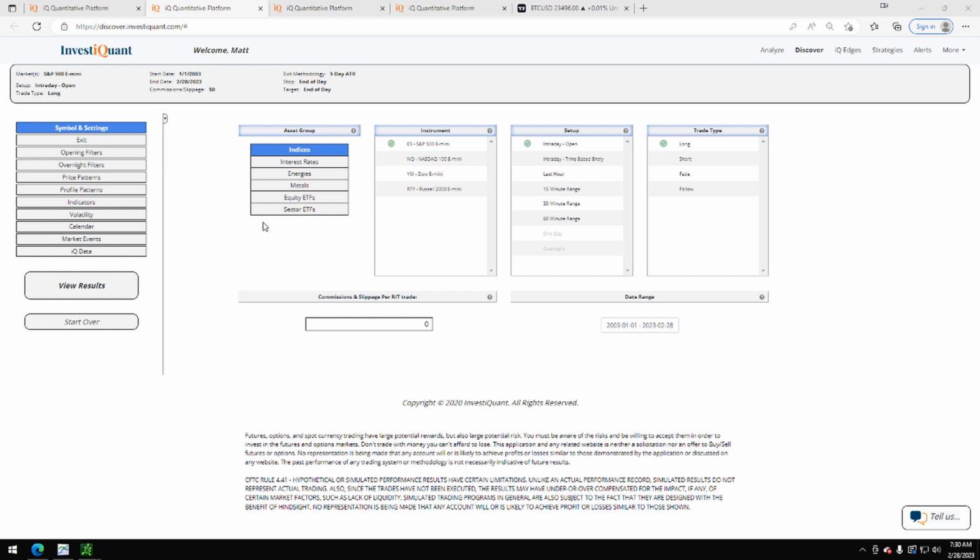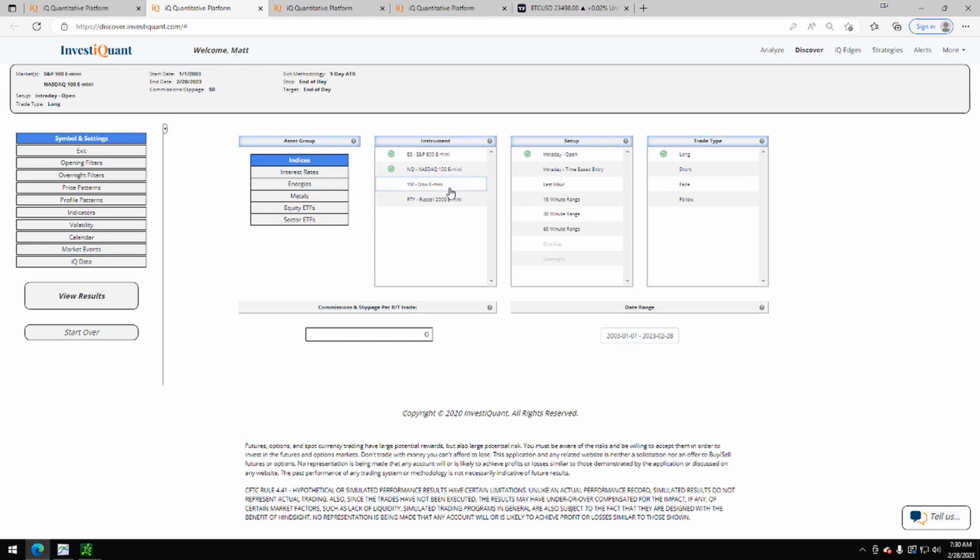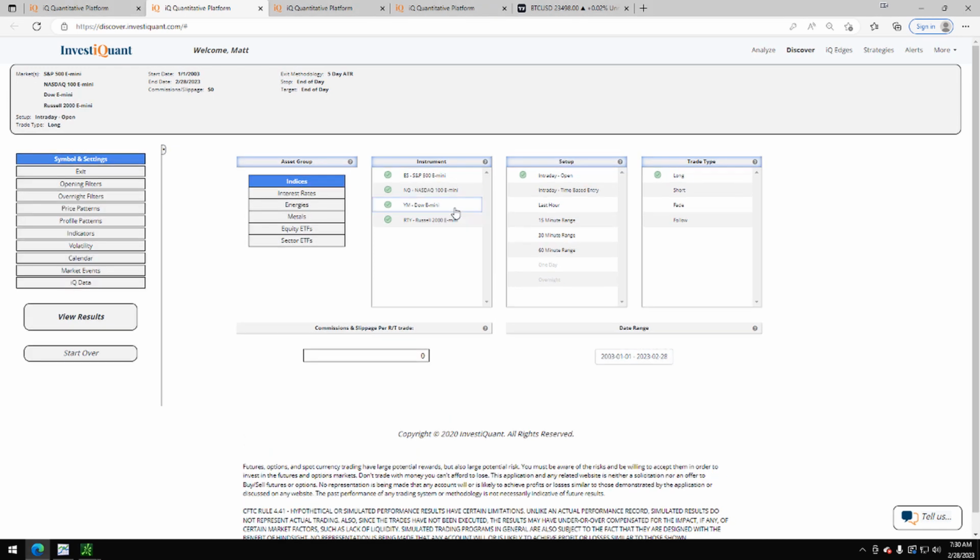Today is Tuesday, February 28, 2023. Today is the last trading day of the month. The month has been bearish so far, and we're going to be looking at what has happened historically on this day in a bearish environment.